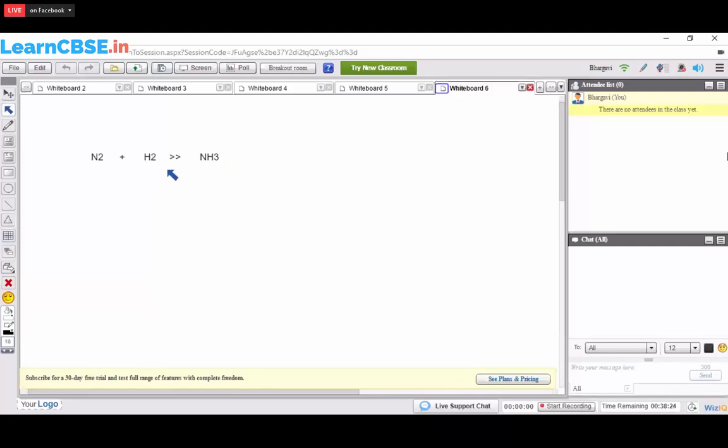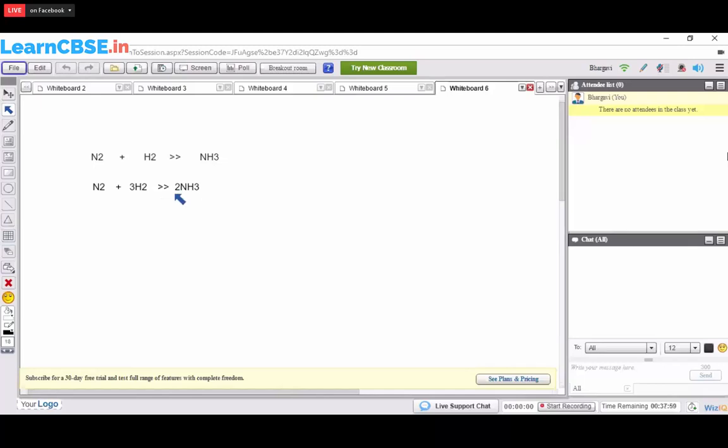So here it is 2 and here it is 3. So what we have to do is just do the cross multiplication of this. So N2 plus we have to place 3 in front of the hydrogen, which gives 2NH3. So N2 plus 3H2 gives 2NH3.